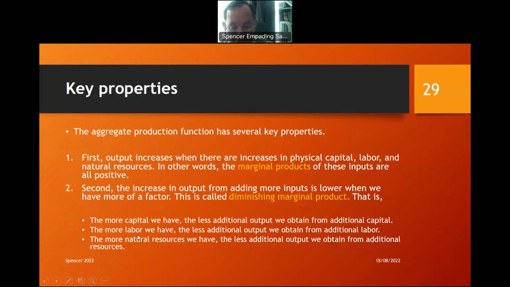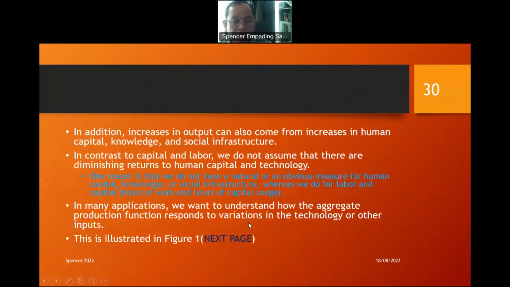And the same thing with natural resources. The more natural resources we have, the less additional output we obtain from any additional resources we put in. In addition, increases in output can also come from increases in human capital or knowledge, and also social infrastructure. In contrast to capital and labor, we do not assume that there are diminishing returns to human capital and technology.